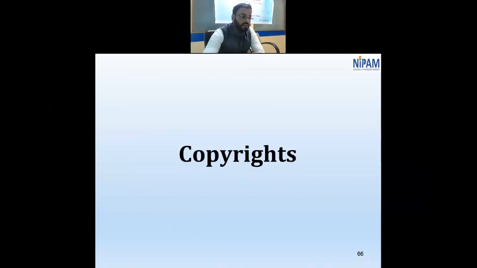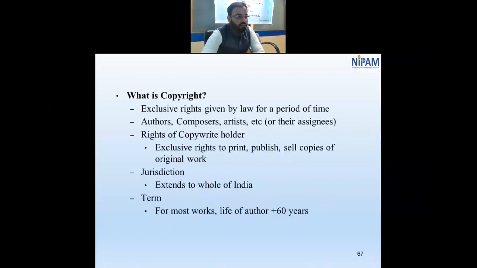The second last intellectual property which we'll be mentioning today is copyrights. Copyright, again, is an exclusive right given by law for a period of time. It is provided to authors, composers, artists. Rights enjoyed by the copyright holder are the right to publish, print, and sell copies of the original work. Being a territorial right, it extends to the whole of India.